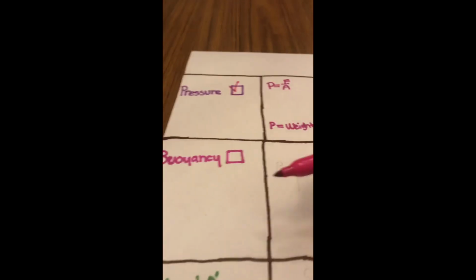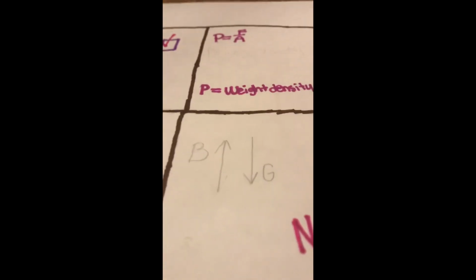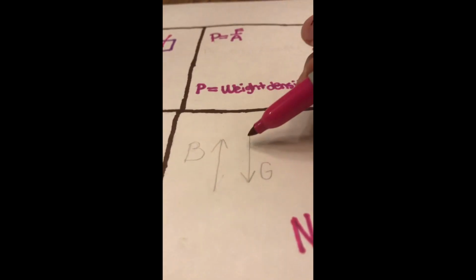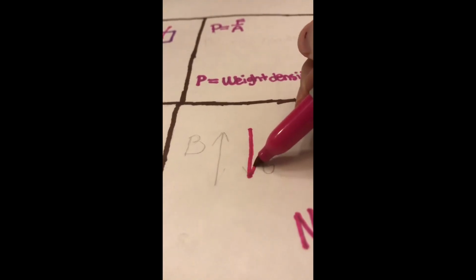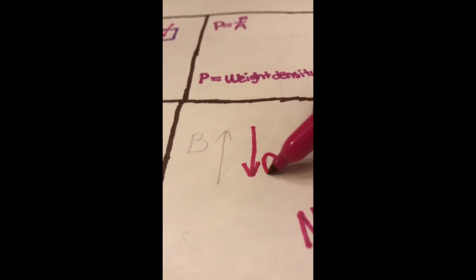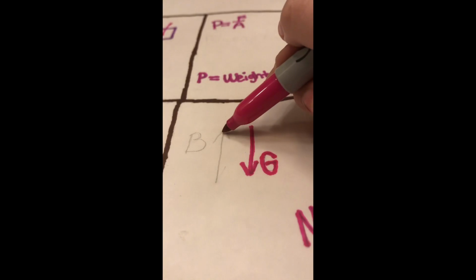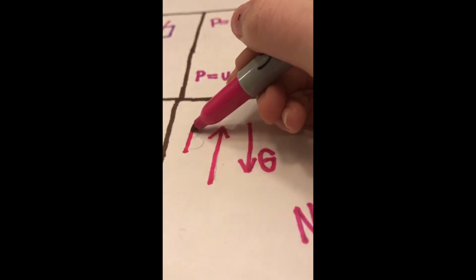So now we will move on to buoyancy. So buoyancy is a force, therefore it will be measured in newtons. Just like gravity, buoyancy is a force, and we're familiar with gravity, which is a downward force. But buoyancy is kind of the opposite. It is an upward force.